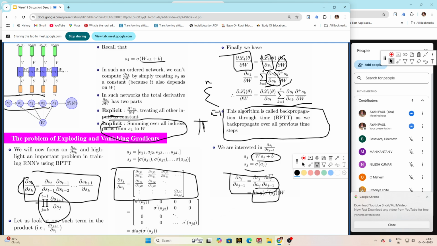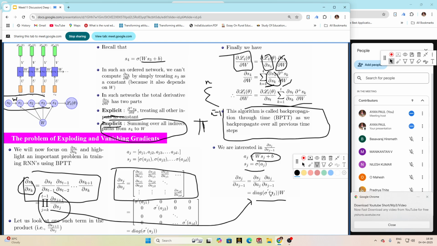What will be the next step? Whenever you do del aj by del sj minus 1, for that only you have w terms in between. So your answer will come only with respect to w. Your final answer will be the differentiation of this term, sigma aj, and into w. That can be modified to this thing. Okay, let me erase this to have clarity. Your thing can be written as this.